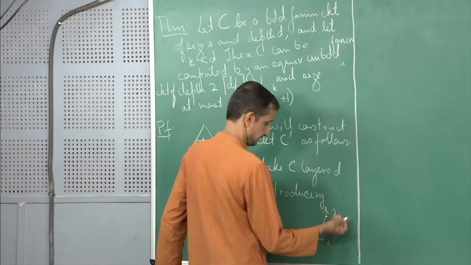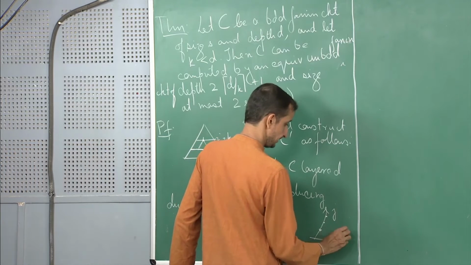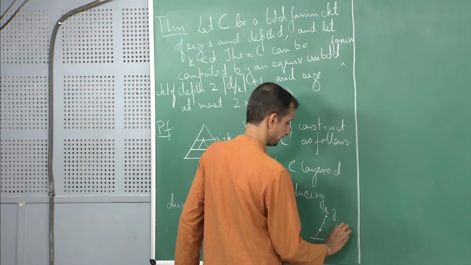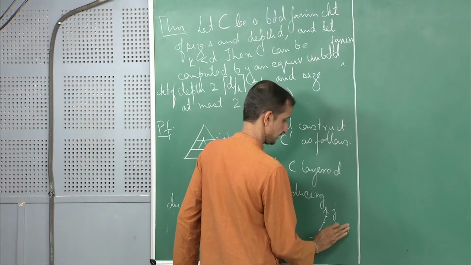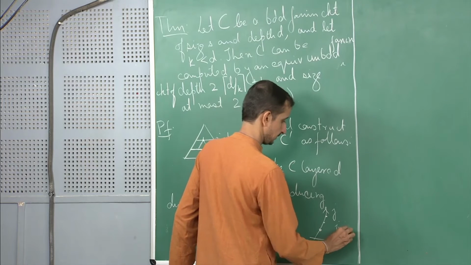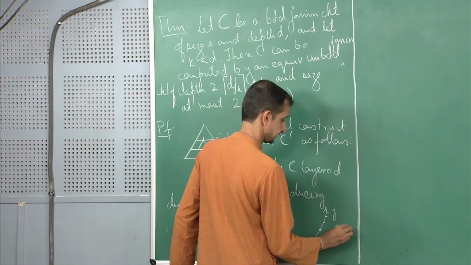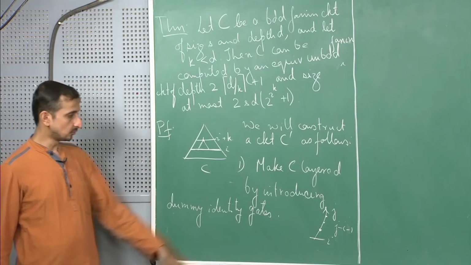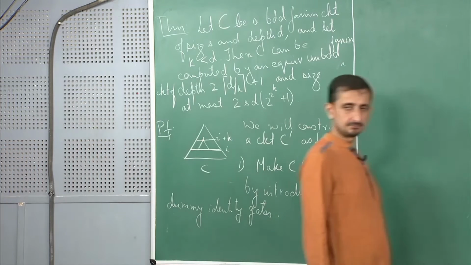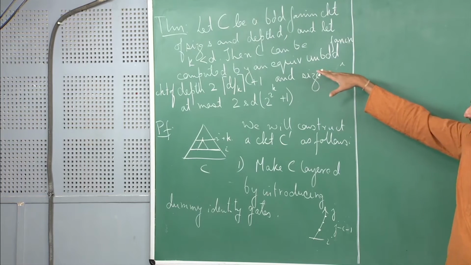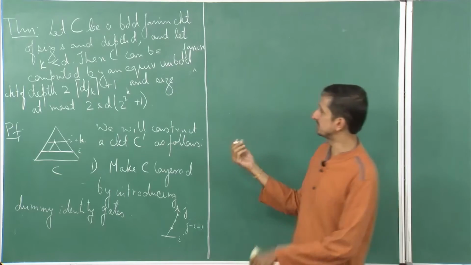So I will be adding j minus i minus 1 such dummy nodes for every such edge. Initially my size was S and depth was D.